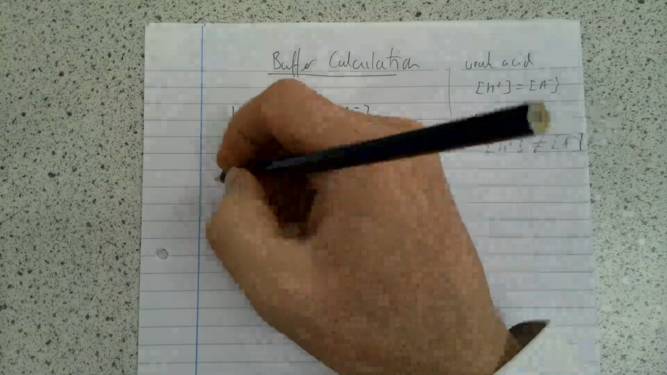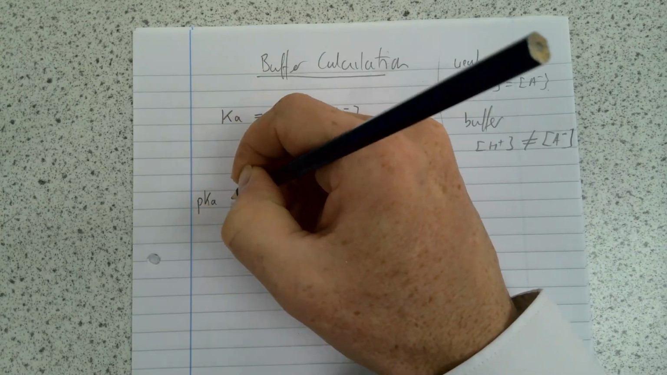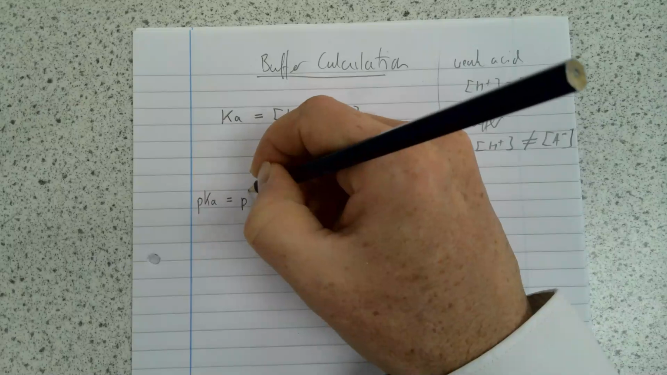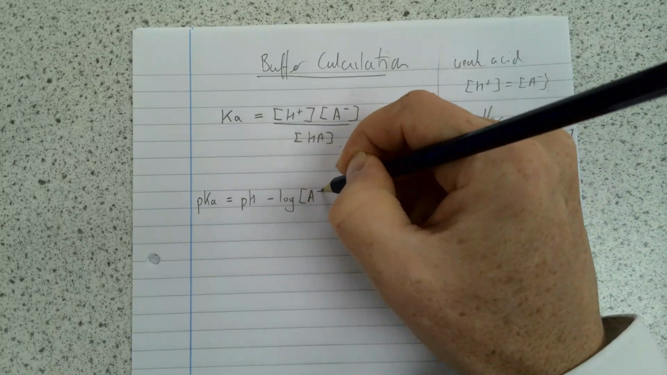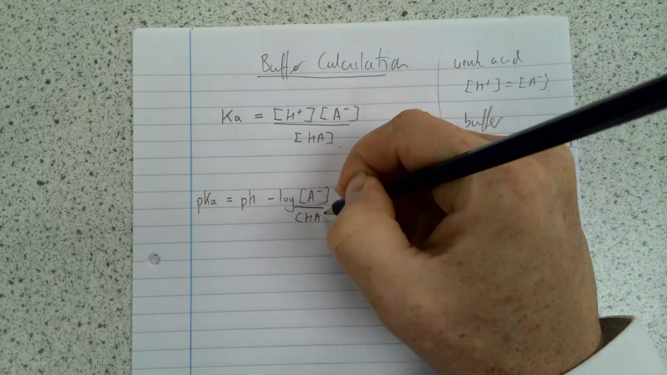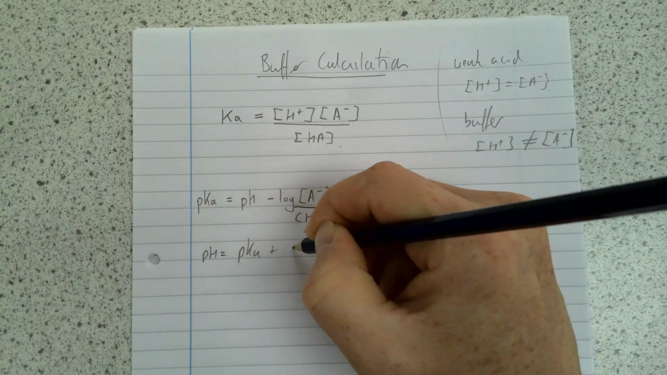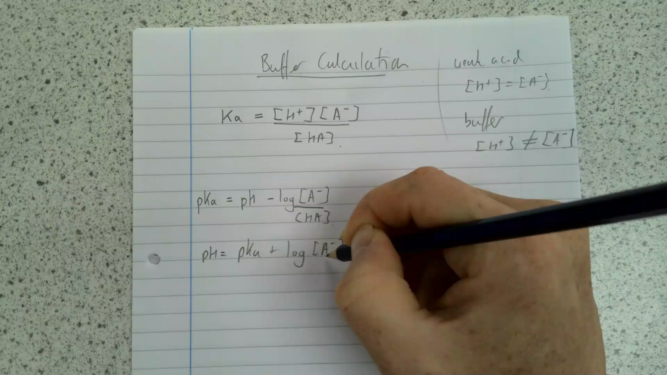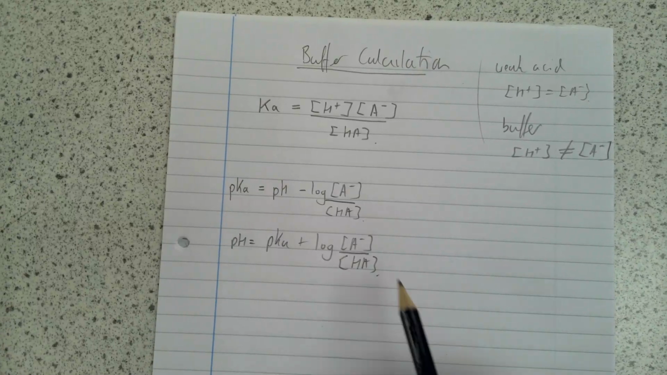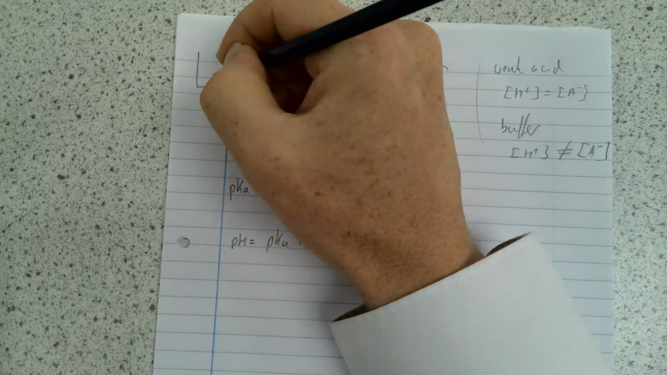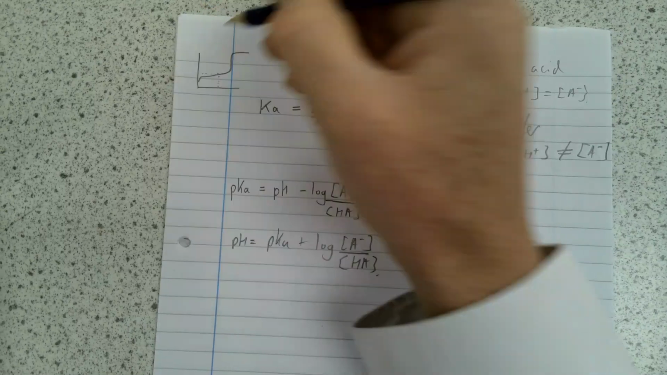I also showed you last time, and this is not in the syllabus, but I think it helps me to understand what's going on. We said that pKa is equal to pH minus the log of A minus over HA. We can rewrite that to say pH is equal to pKa plus the log of A minus over HA. We used that last time to help us understand why the pH at half the equivalence point is equal to the pKa.